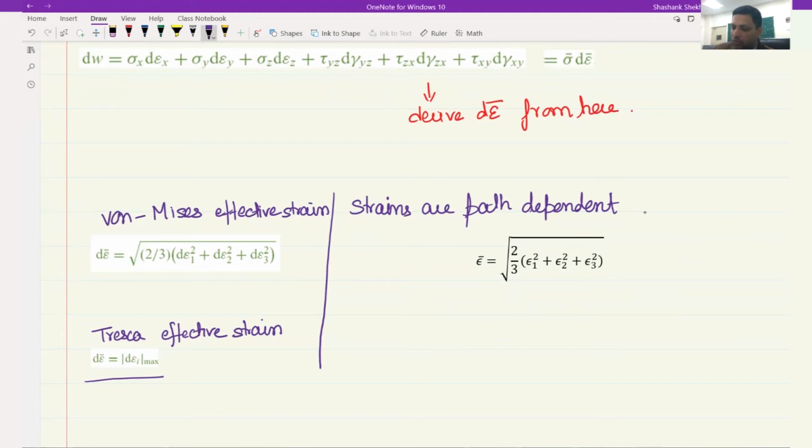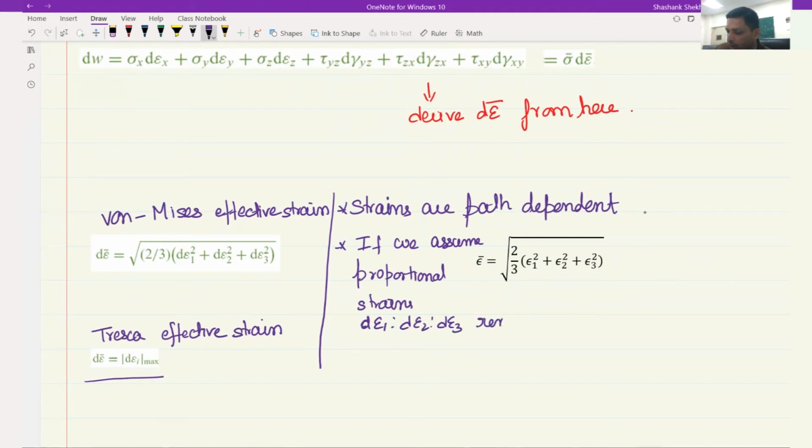However, if we assume proportional strains, what does proportional strain mean? What it means is that d epsilon 1 is to d epsilon 2 is to d epsilon 3 remains constant. So you are deforming in a way that at each stage, the ratio of d epsilon 1 to d epsilon 2 to d epsilon 3 remains constant. Then you can extend this relation to this one, and then this becomes your effective strain relation.